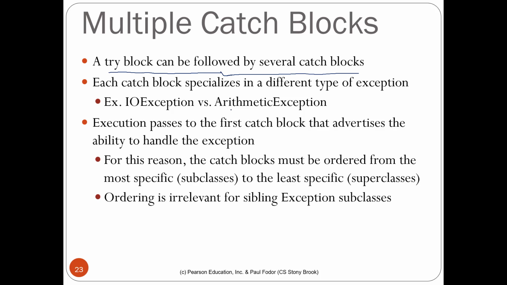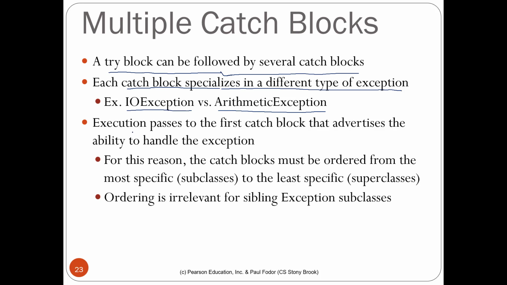So you might write one catch block for IO exception, then the next catch block for arithmetic exception, probably a third one for array index out of bounds. So you can write multiple catch blocks for one try block. Now each catch block that you write should be specialized in a different type of exception. Then only it will make more sense. For example, you might write two different catches, one for IO exception, another one for arithmetic exception.